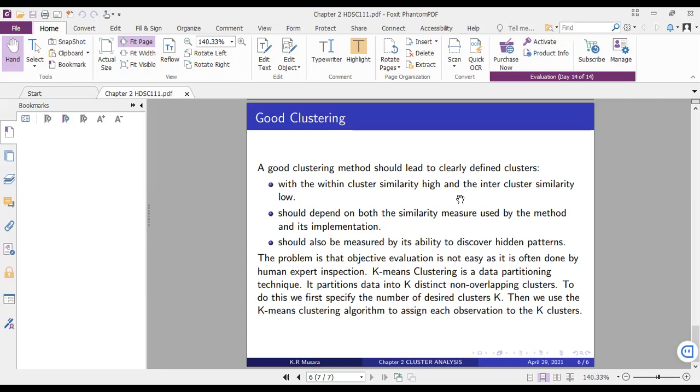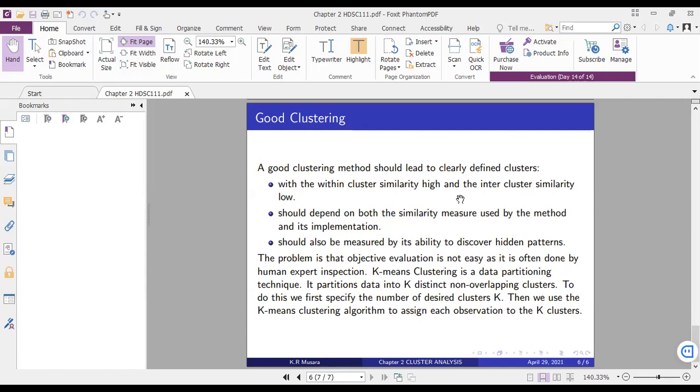These are three points that give us an insight to say what is a good cluster or a good clustering method. And that's it. So the problem is that objective evaluation is not easy, as it is often done by human inspection.